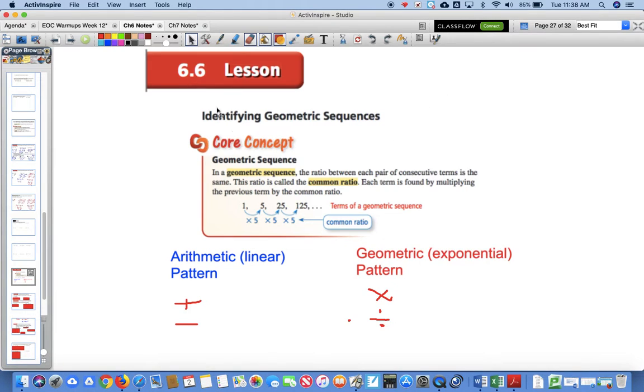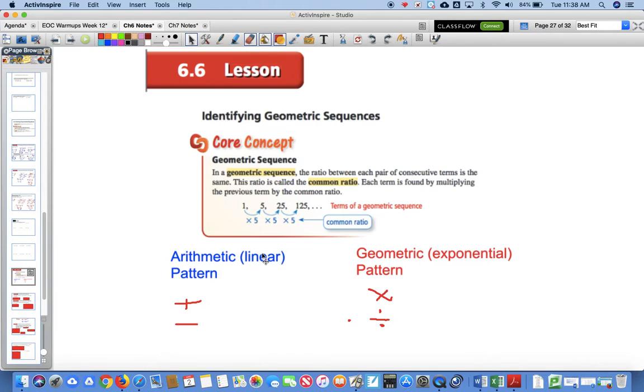In section 6.6, we'll look at identifying geometric sequences. That's really just another name for an exponential pattern, which we've done before. Exponential patterns are multiply or divide to get your pattern. We call that a common ratio. Like in here, they're multiplying by 5 in this pattern, so that's our common ratio.